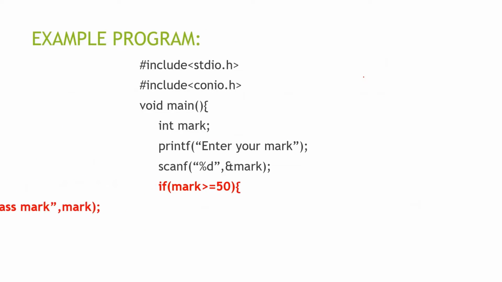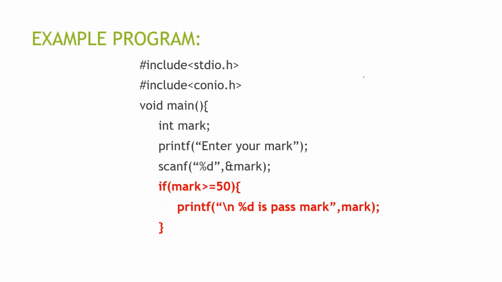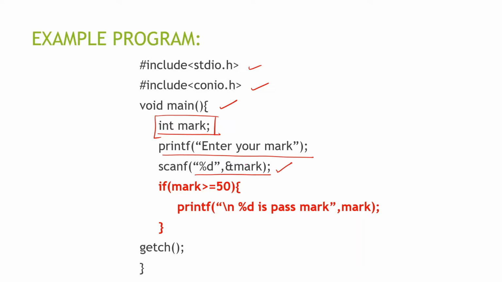Here we have a program for the if statement, with the header files and void main. For declaring the mark, we have one mark variable of integer data type, and we use one printf to enter your mark. When the user enters the mark, we scan that value and store it in the address of mark.